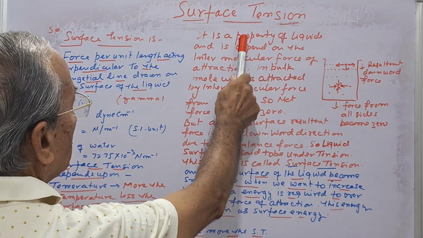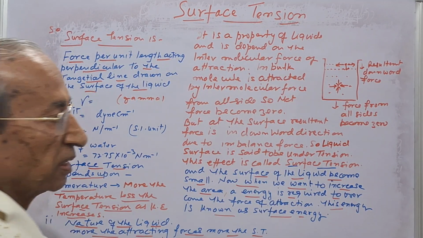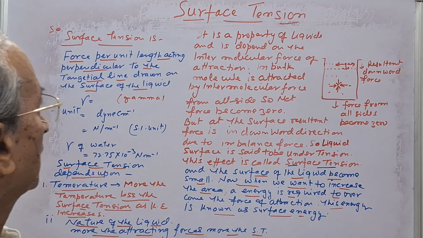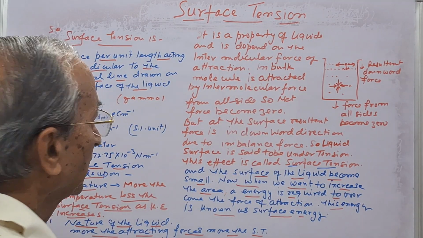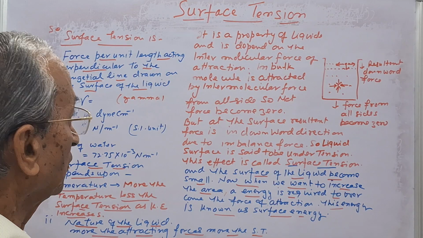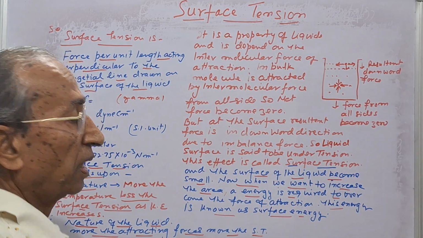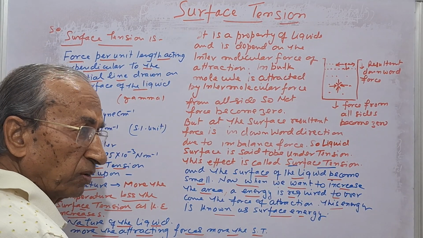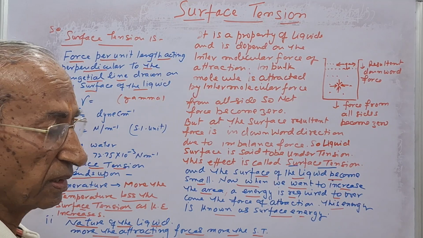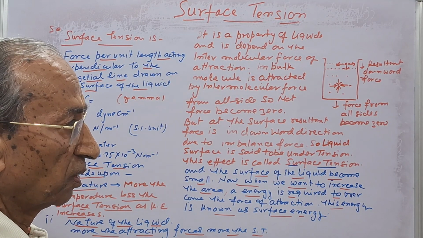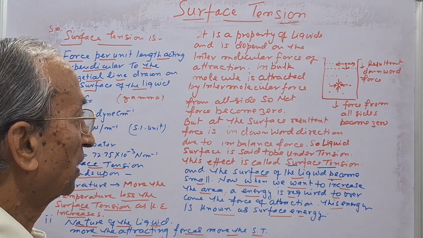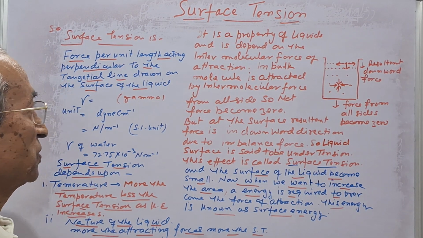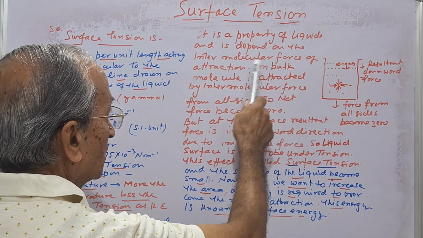Today's topic is surface tension. You see, surface tension is a property of liquids. In the case of water molecules, they come close to each other in the bulk, and it is due to the intermolecular force of attraction.